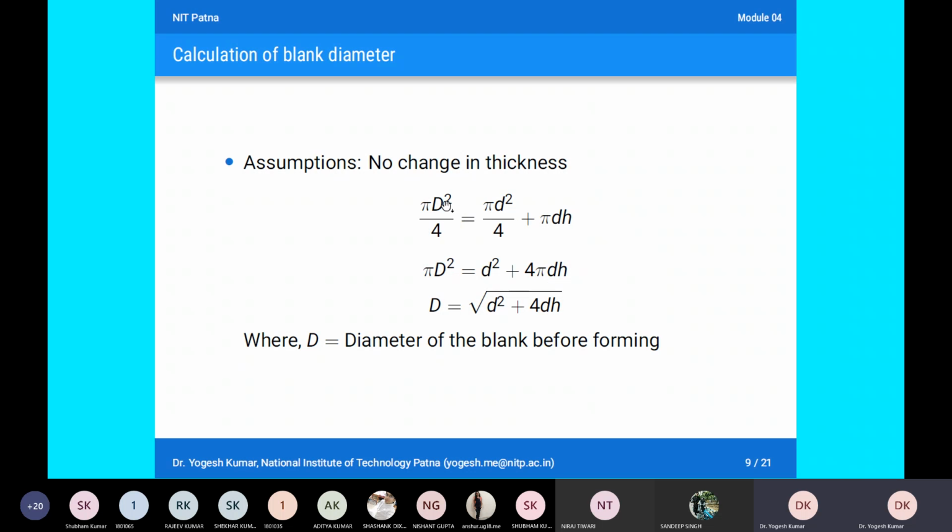So if we remove pi, what will happen? As well as we multiplied by 4 also. So what will happen? D square is equal to small d square plus 4dh, right? This term will come. Forget about this line. There are two typo errors, two places where pi is placed by mistake. So if we conclude, capital D will be equal to square root of d square plus 4dh, right? So the approximate value of the blank diameter we can get from this formula, right?